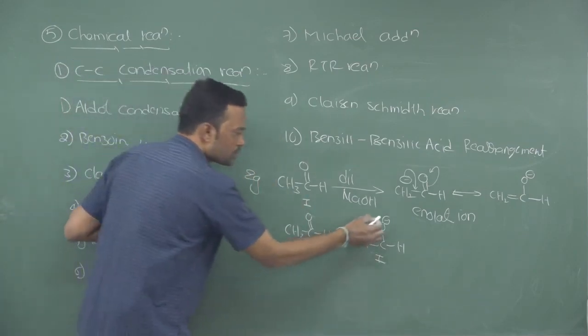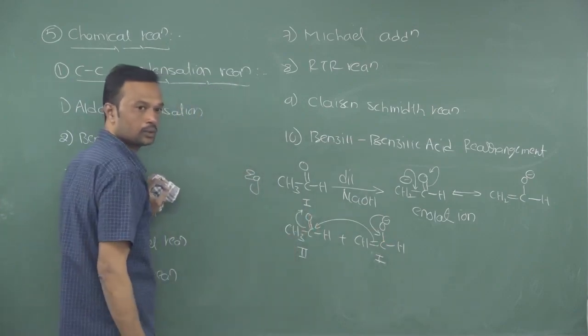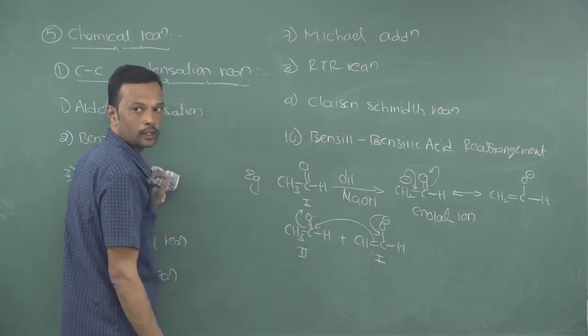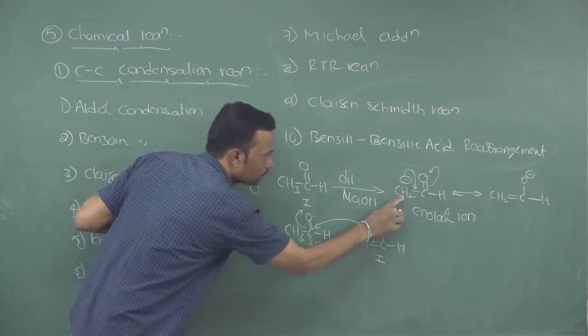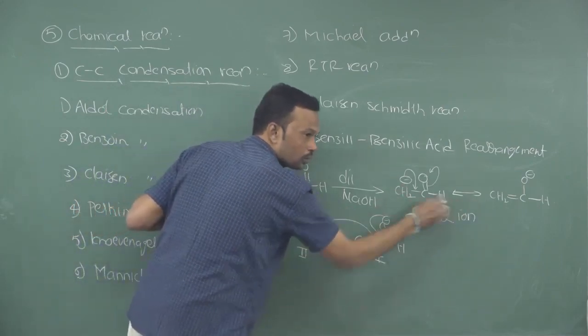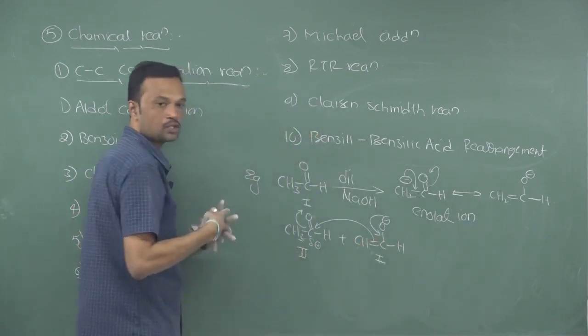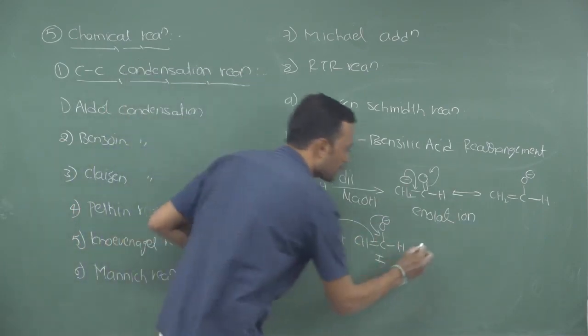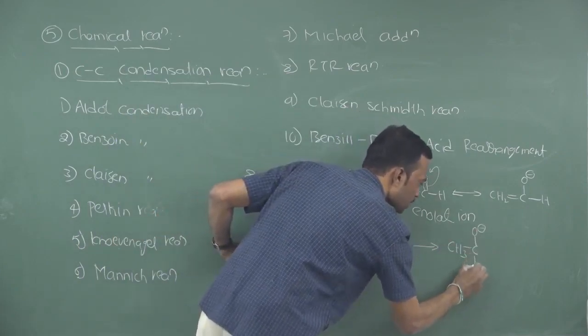When first attacking on the second molecule, here it will attack and this will migrate out. Now which two are attracting together? Electrophile, what is the charge here? Partial positive, and what is the charge here? Negative. Negative and positive, what happens? Condensation. So when they condense together, this is CH3CO minus, and here hydrogen.